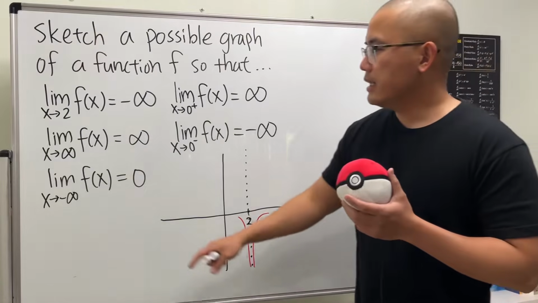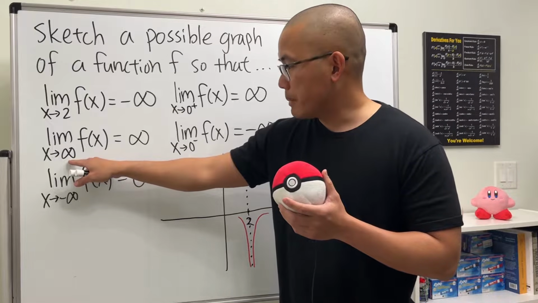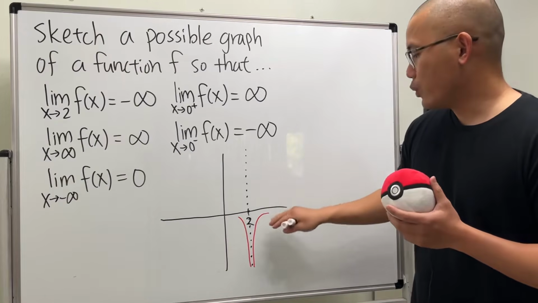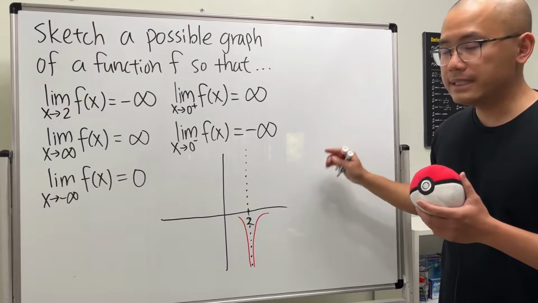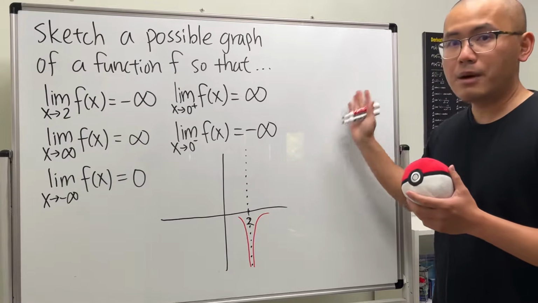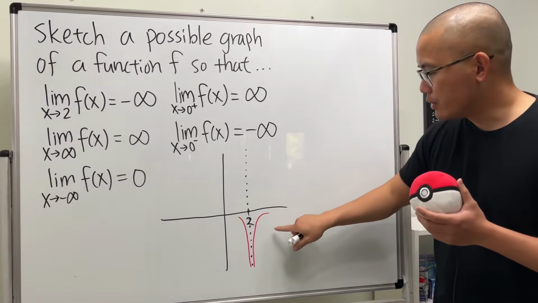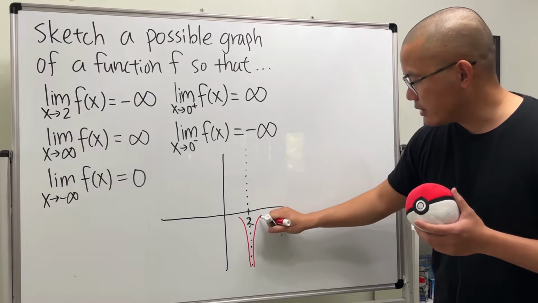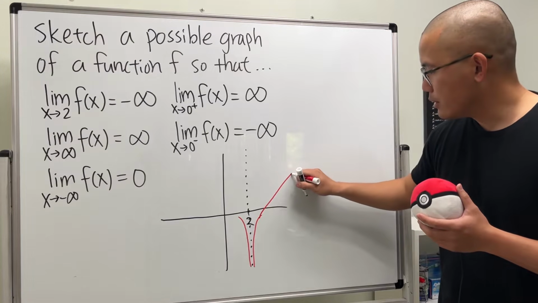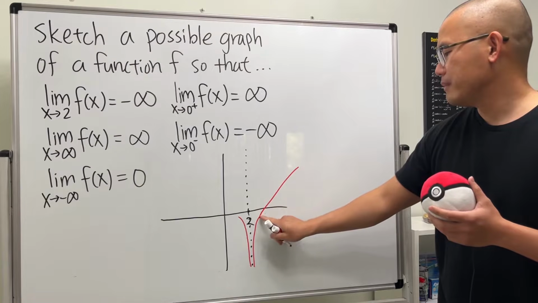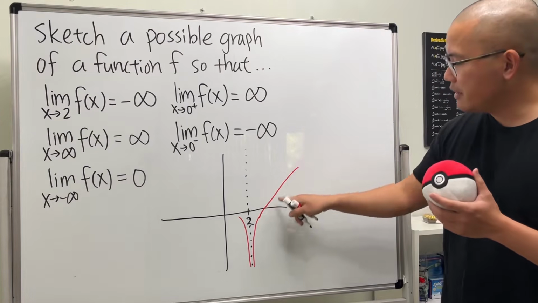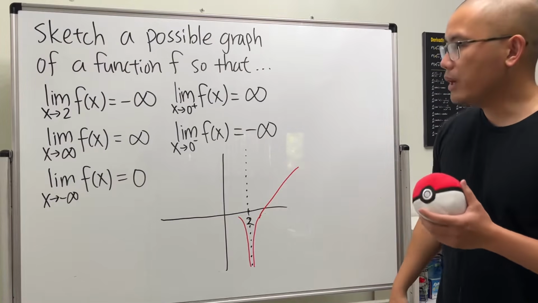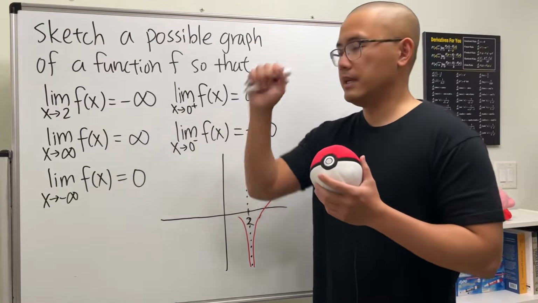Okay, next, the limit as x approaching positive infinity, we get positive infinity. So that means when x is going far away to the right, it actually goes up. There's no boundary, there are no horizontal asymptotes. So for this, I think I'm just going to extend it like this, maybe. Yeah, somewhat like that. Just make sure that you clearly indicate that the function is going upward, right? Okay, so that will satisfy this.